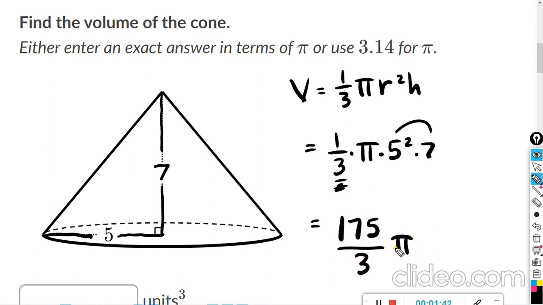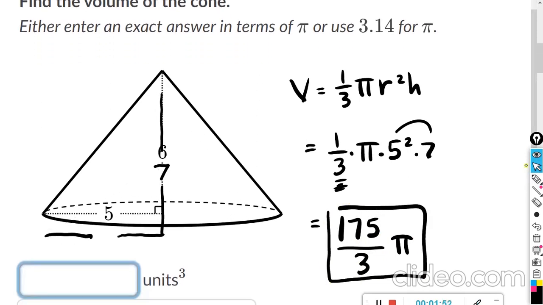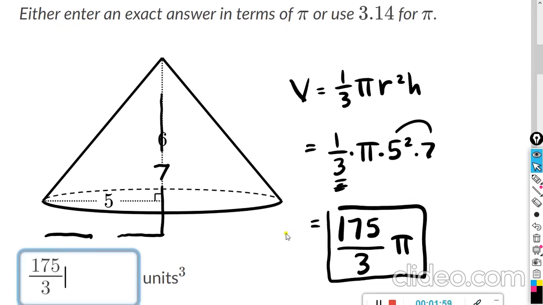You can put the pi out front, or you can put the pi in the numerator. That's the same thing. What you would do is click inside the box, type 175/3, and then click the right arrow key and type pi. So it's 175/3 times pi. Or you can type pi when you're in the numerator. Out front or in the numerator is the same thing.